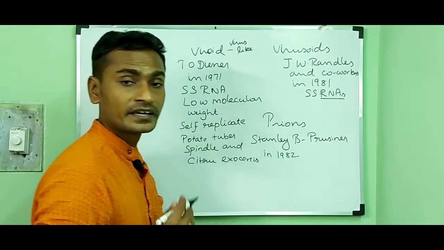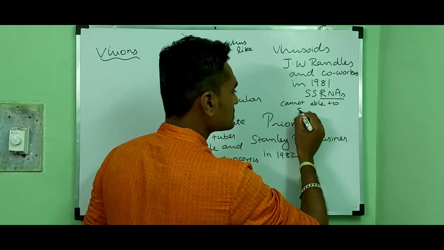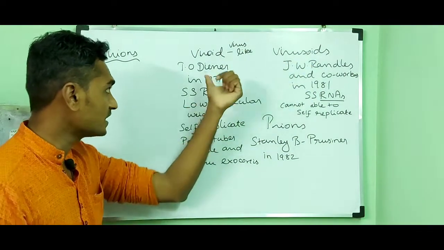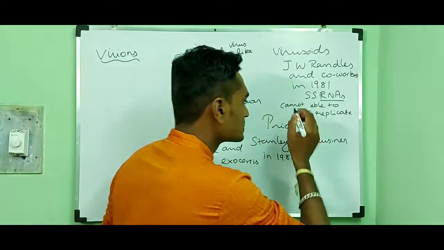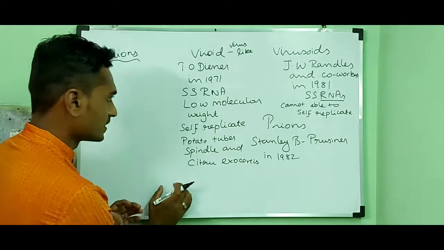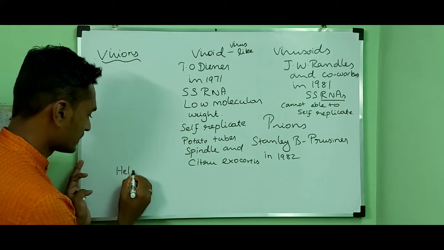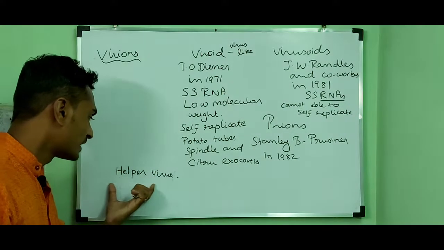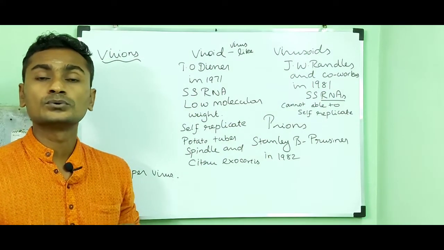So that RNA is not able to self-replicate. That is the major difference between virusoids and viroids. So virusoid cannot self-replicate. Please listen. The virusoid requires a helper virus because the single-stranded RNA genome cannot encode for a protein.